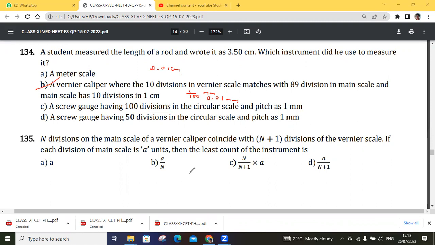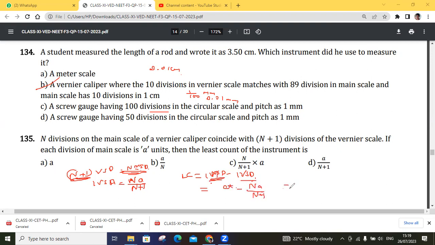Then 135 is this one, right? So least count will be one main scale division minus one vernier scale division, and they have given n plus 1 VSD is equal to n MSD. And 1 MSD value is A. So NA by n plus 1 is 1 VSD. So 1 VSD is NA by n plus 1 and 1 MSD is A. So you will get A by n plus 1. This is option D.